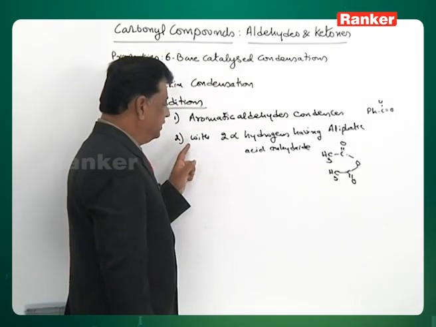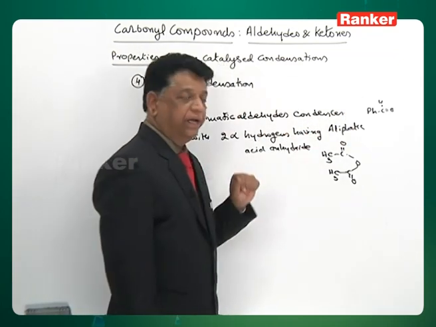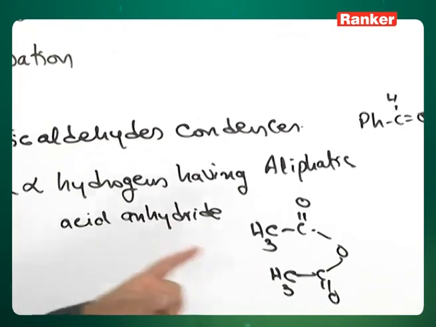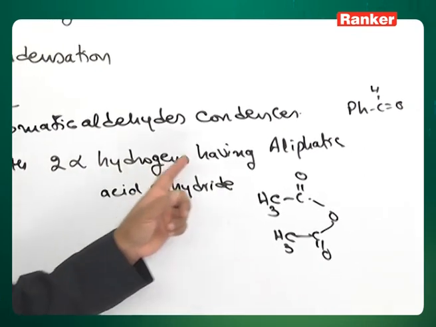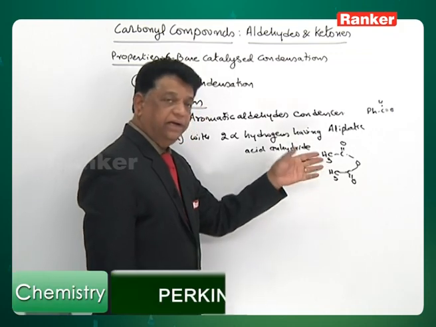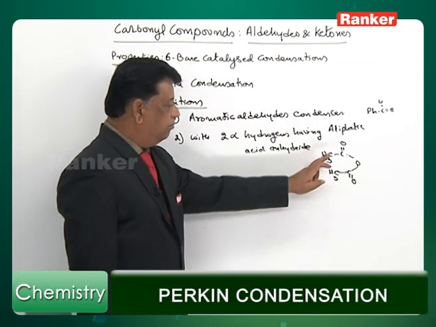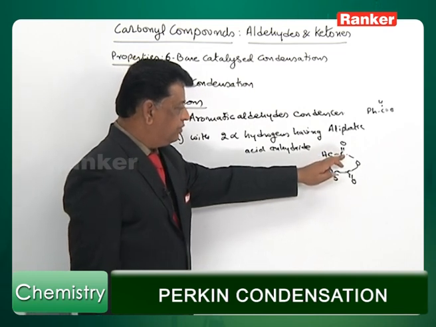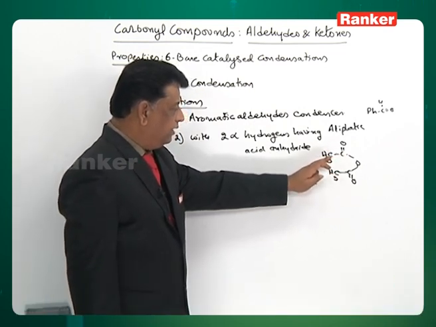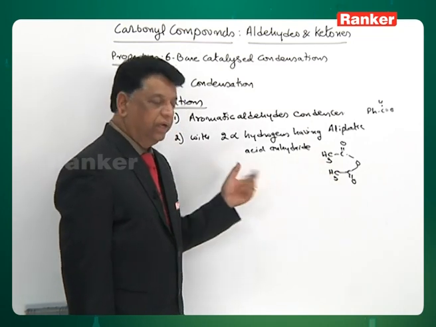So, the example for the second, that is aromatic aldehyde condenses with this one. What is that condensing molecule? 2 alpha hydrogens containing aliphatic acid anhydride. So, acetic acid anhydride is the simple example. You can have propanoic acid, all that, but the alpha carbon with reference to the carbonyl should have a minimum 2. So, I have 3 this side, 3 this side, okay, well.